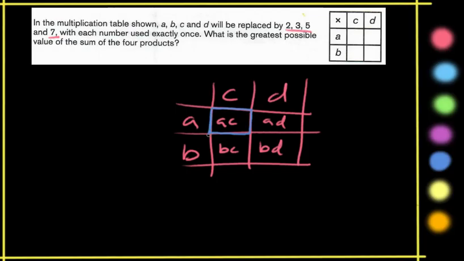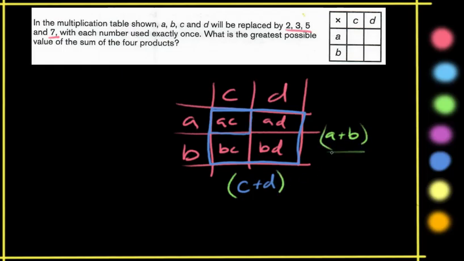And if you put the four together, you get a bigger rectangle, which has width C plus D and height A plus B. So the sum of these four products is going to be the product of C plus D and A plus B. We're going to have one pair of them adding up here and the other pair adding up here, and we want this product to be as big as possible. So there are a lot of possibilities.